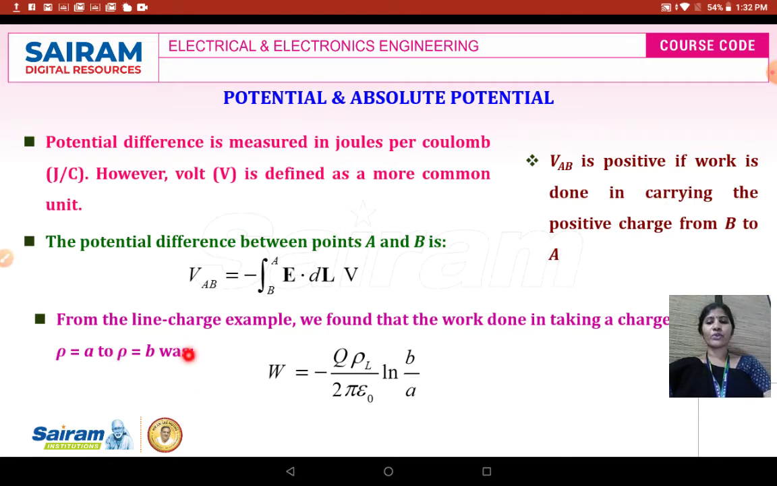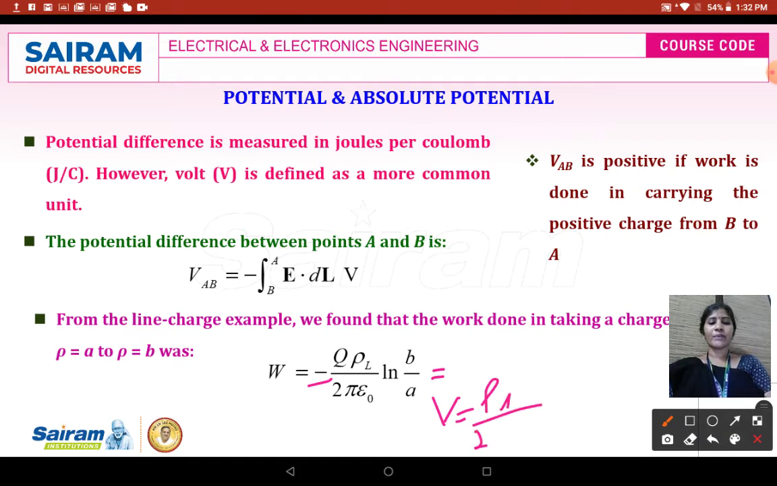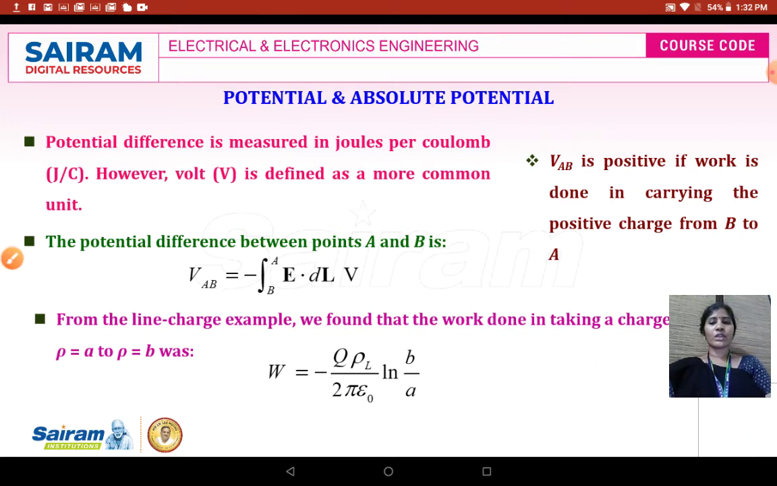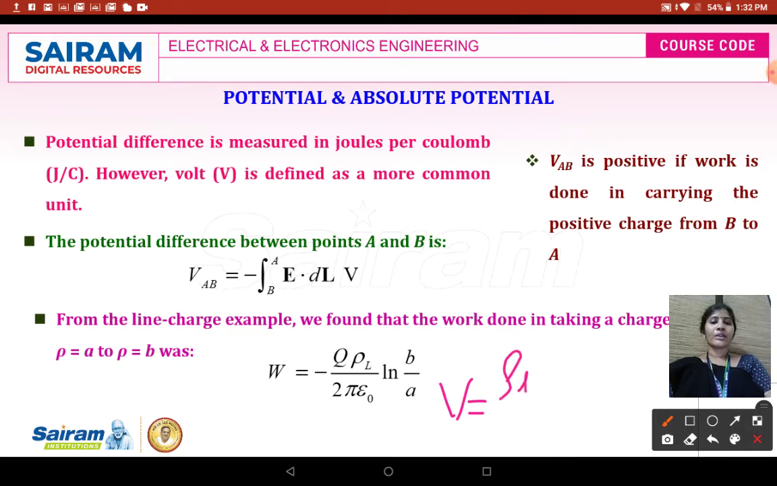Suppose I want to move the point charge from point B to A, then it is ln of A divided by B. If you remove the negative sign, you will get the voltage V equal to rho L divided by 2 pi epsilon ln of A by B. You get this if you move it from point A to point B. In case you move the point charge from point B to A, then we get the potential difference equal to rho L divided by 2 pi epsilon ln of B divided by A.